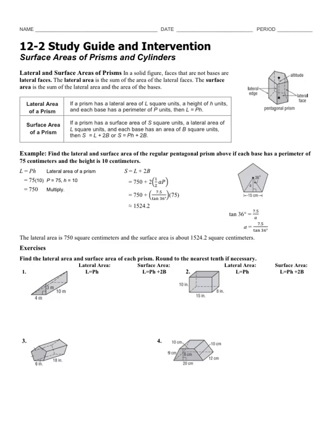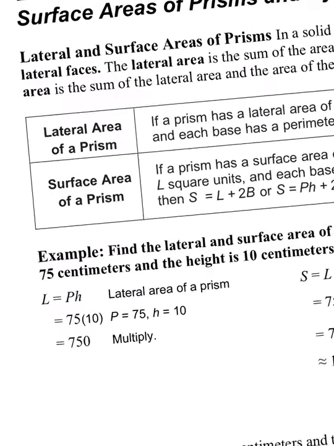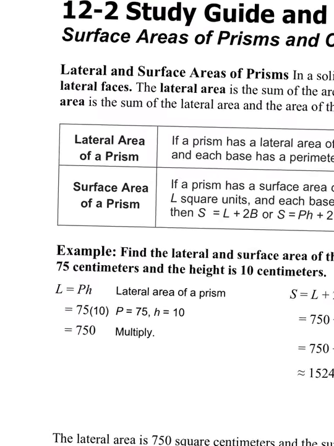Today we are doing 12-2 from the McGraw-Hill geometry textbook. This is surface areas of prisms and cylinders. So we have two different areas we're going to look at. We are going to look at the lateral area of a prism and the total surface area of a prism.